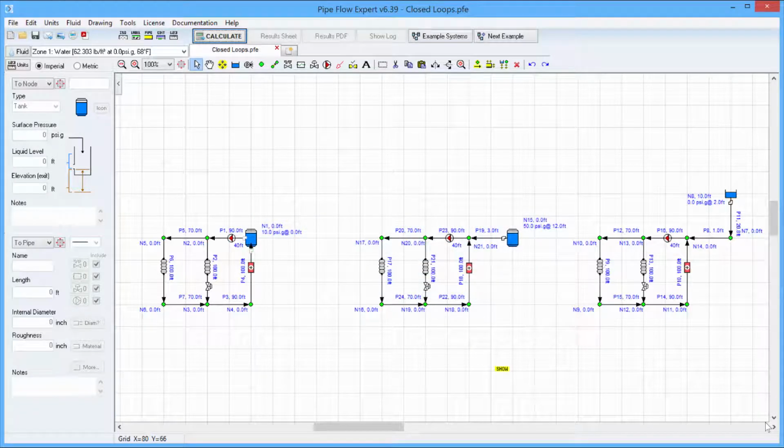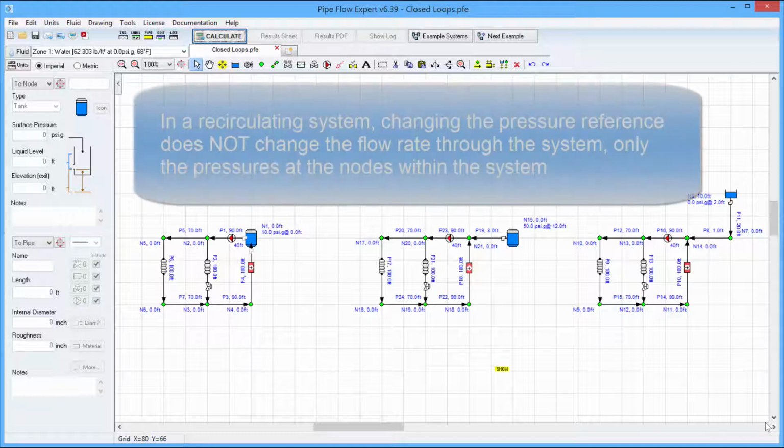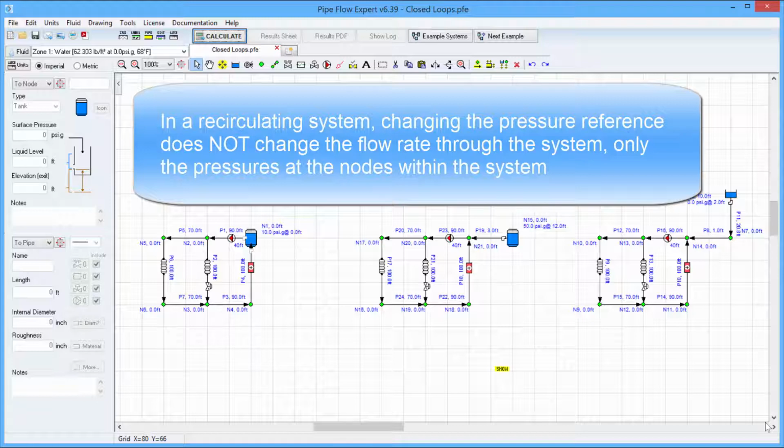When a system is completely recirculating, such as a heating or cooling system, then a pressure reference is required to define the initial pressurized condition of the closed system. A tank is used to define the pressure at a node within a closed system, which allows a solution to be found with node pressures calculated relative to the pressure reference. The pressure reference will not affect the flow rates around the system. It only affects the calculated pressures at the nodes within the system.